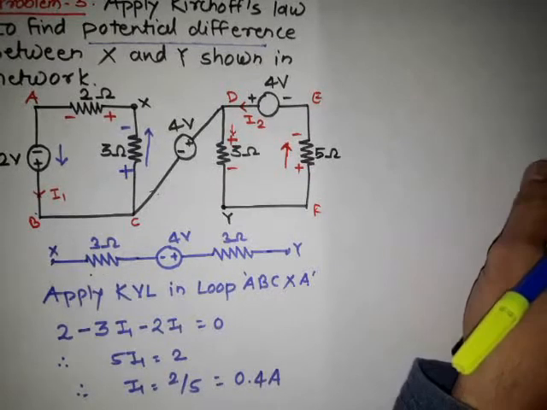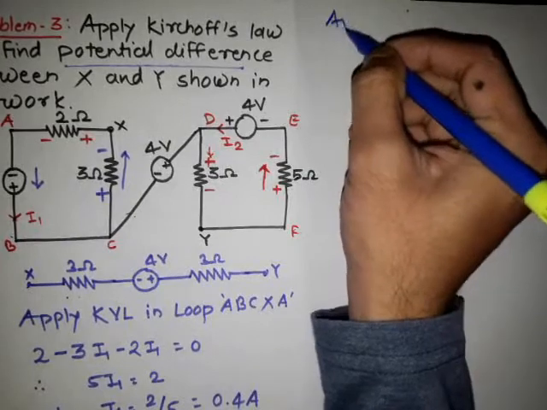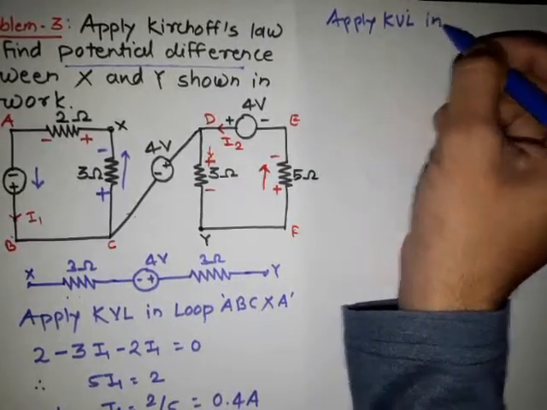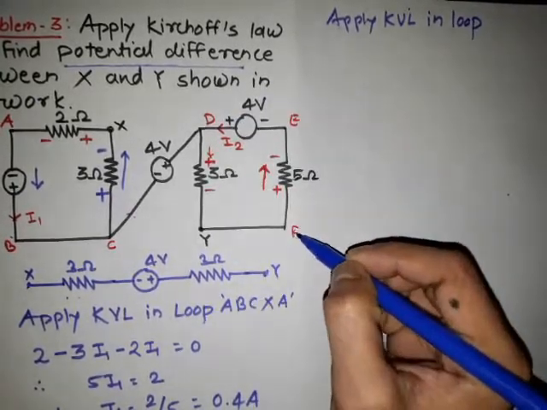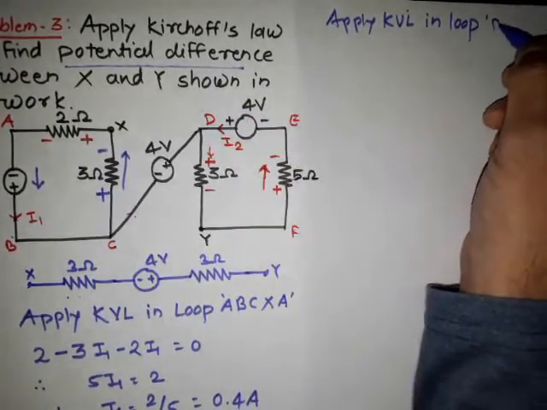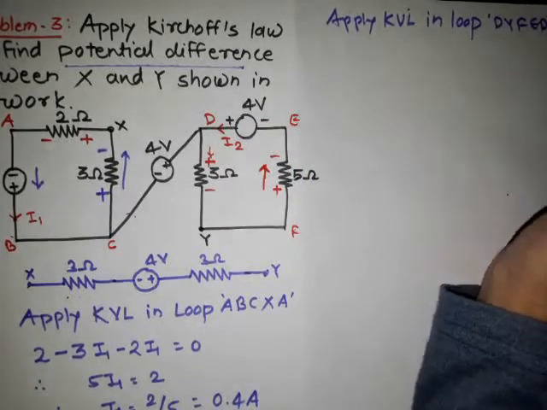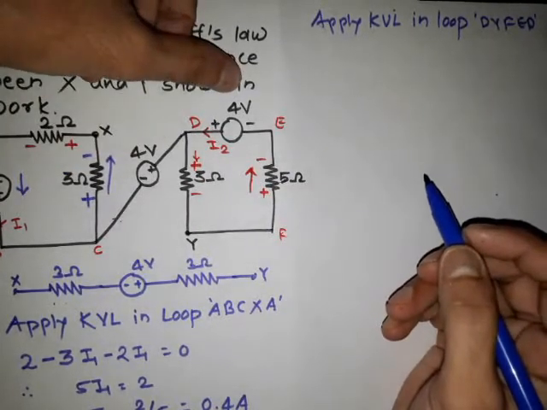Now we are applying the KVL in the second loop. Apply KVL in loop DYFED. Then we are starting from the 4 volt source.